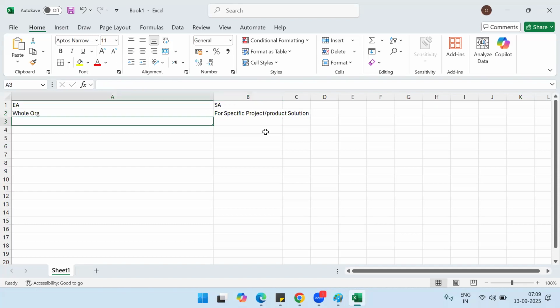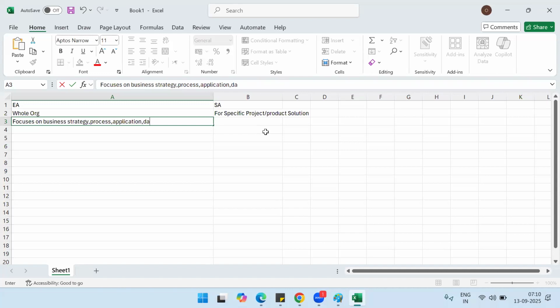The enterprise architect focuses on business strategies and processes. You can say the enterprise architect is process oriented instead of technology. It means he should be technical, but mostly he's working on the process. And what are the applications which are in place? He's not writing the code, but he's managing that data and technology.